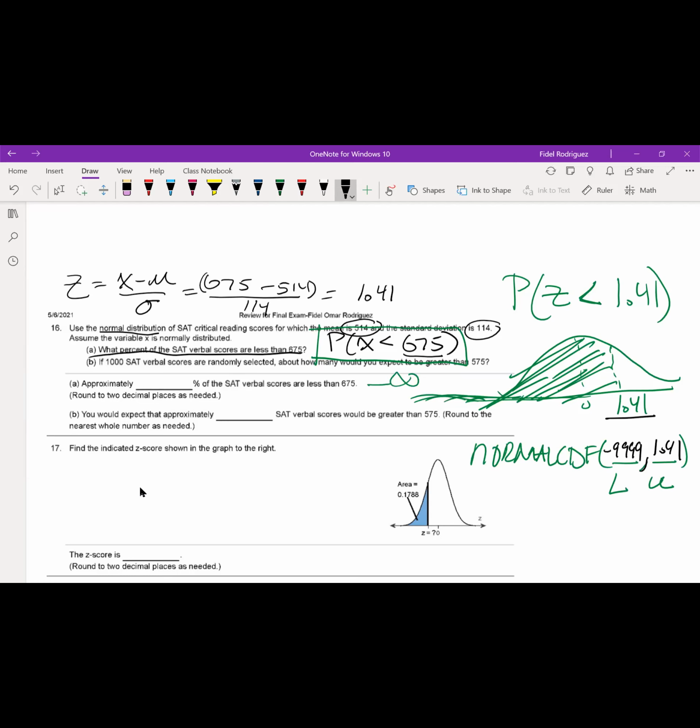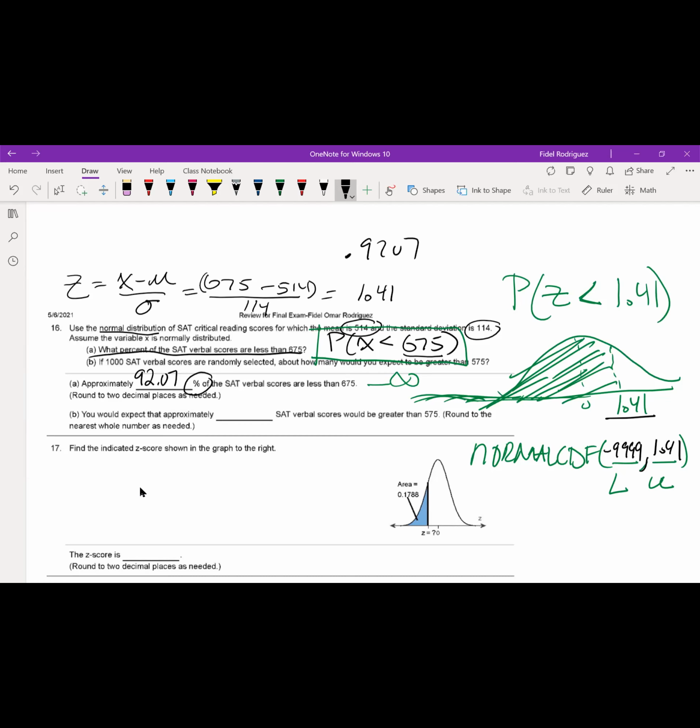So I'm going to do that on my calculator here. I'm going to go second vars. I'm going to go normal CDF. I'm going to type in negative 9999, comma, 1.41. Okay. And the number that I'm coming up with is 0.9207. So for part A, I came up with 0.9207. Since it's asking me for a percent, I'm going to go 92.07%. Okay. That's how I would answer part A.